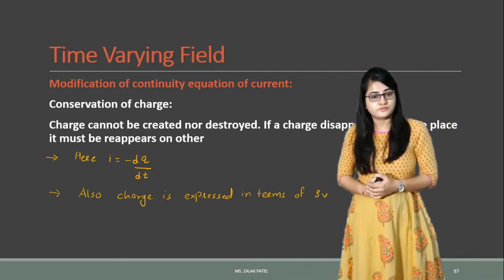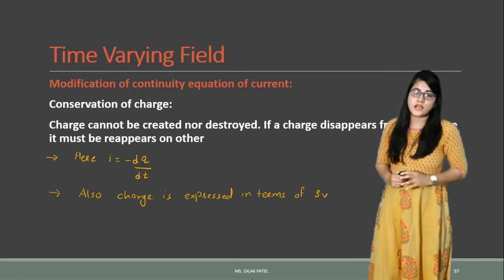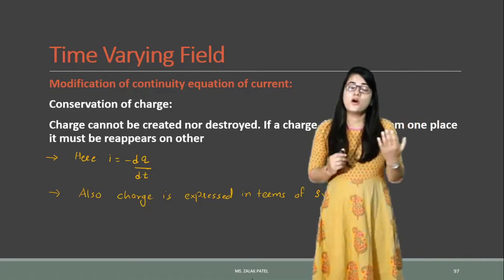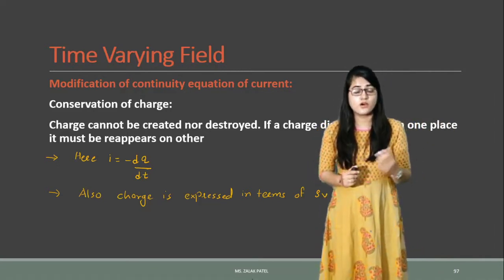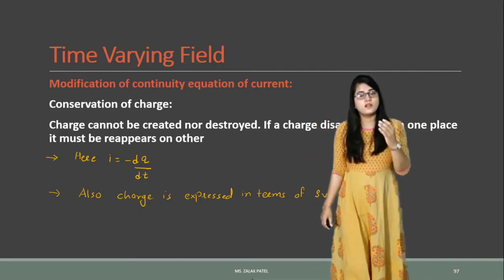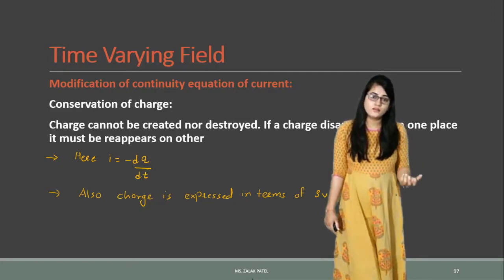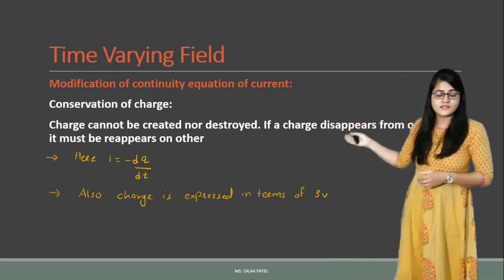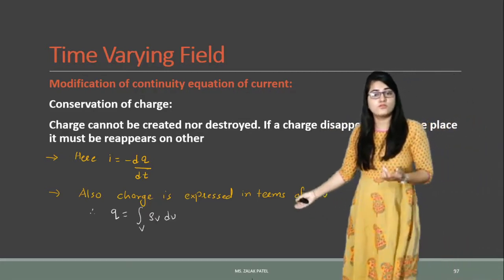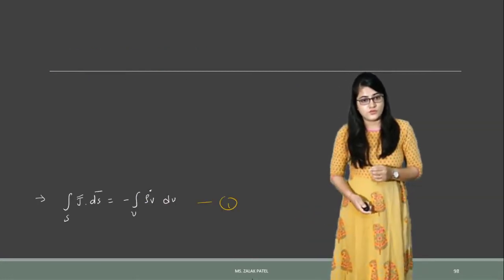minus dq by dt. Now the charge is also expressed in terms of rho, because according to the standard charge configuration, q can be written as integration of rho L dl, or q is equal to integration of rho s ds, or q is equal to integration over volume of rho v dv. So rho L, rho s and rho v are the line charge density, surface charge density and volume charge density. Here I is equal to minus d by dt of q. In place of q we can write q is equal to volume integration of rho v dv, according to the standard charge configuration for volume distribution.